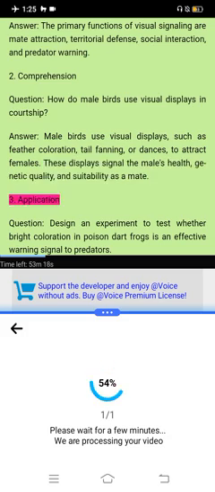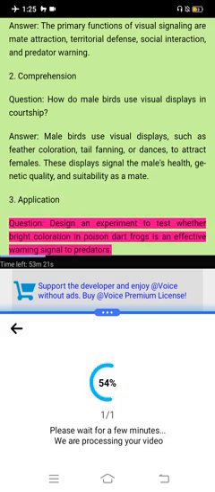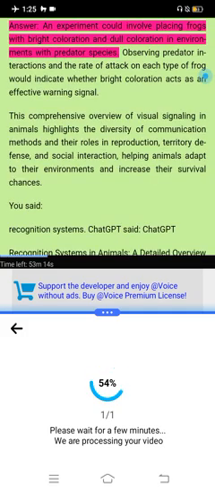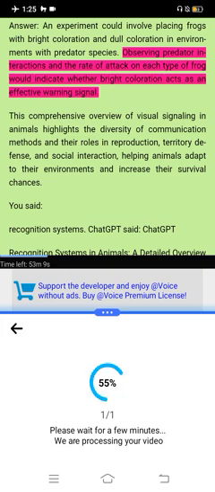3. Application. Question. Design an experiment to test whether bright coloration in poison dart frogs is an effective warning signal to predators. Answer. An experiment could involve placing frogs with bright coloration and dull coloration in environments with predator species. Observing predator interactions and the rate of attack on each type of frog would indicate whether bright coloration acts as an effective warning signal.